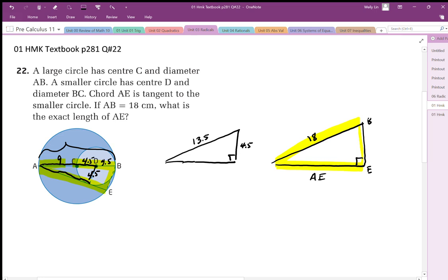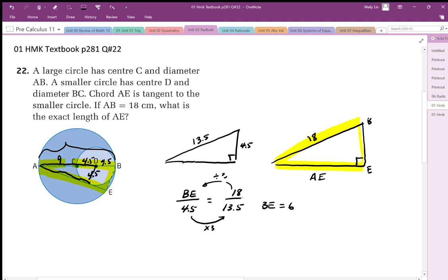I can see that these are similar triangles, so I'm going to use a similar triangle proportion to solve for B to E. I'm going to write B to E compares to 4.5 as the hypotenuse, 18 compares to the hypotenuse, 13.5. I can see that there is a multiplying factor of times 3 here, so we can divide by 3 and we get BE. The length of BE is equal to 6.